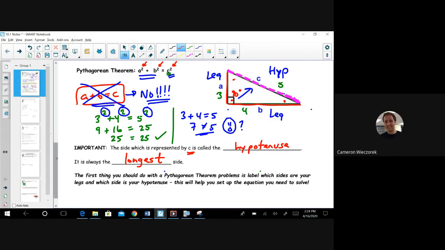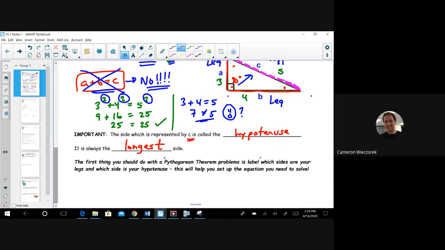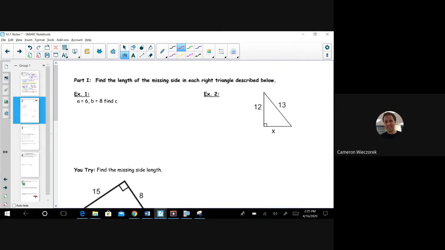Okay. First thing you should always do with the Pythagorean theorem problem is you should label which sides are your legs and which side is your hypotenuse. That's going to be real helpful when you're setting up the equation. So let's look at how this works. In the first one, okay, first part, we want to find the length of the missing side of each right triangle. Whether they give you a description or they draw a picture depends on the problem.